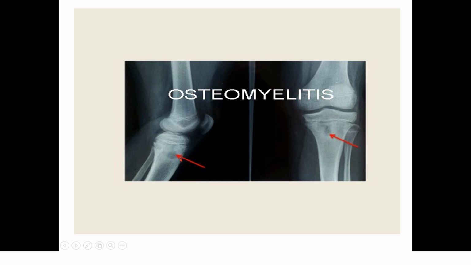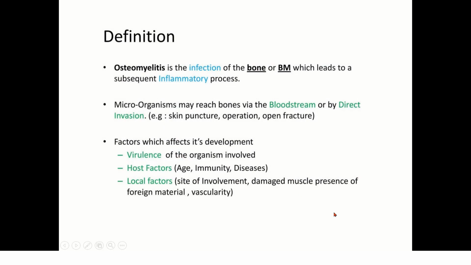So osteomyelitis, clearly you can see the osteomyelitis of the upper end of the tibia, where in the metaphyseal vessels, the flow of blood will be slow. So this is a specific site where organisms will accumulate and start invading, causing infection. So infection of the bone, which ultimately leads to inflammation. So microorganisms reach bones via the bloodstream.